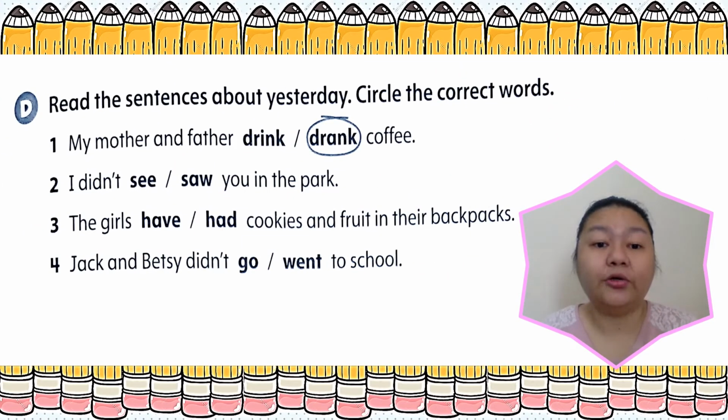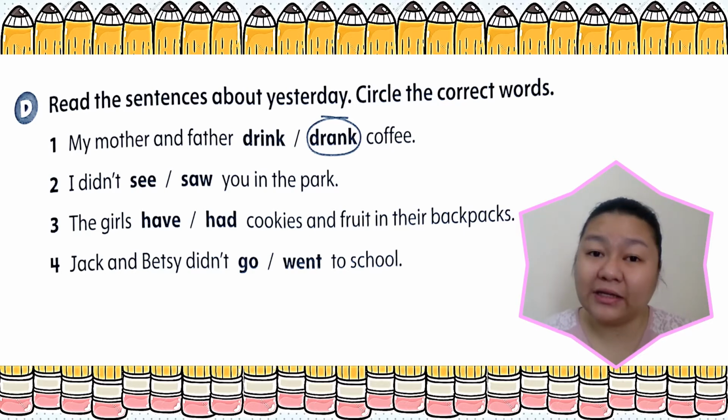Read the sentence about yesterday and circle the correct word. For example, for number 1, my mother and father drank coffee. Why do you think the answer is drunk? Yes, because if you read the sentence, the word didn't is not there. And remember, all these sentences happened yesterday. So, the answer is drunk.